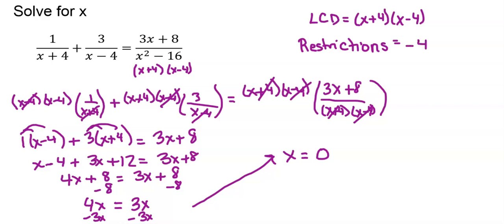And what makes x minus 4 0? Well, that would be positive 4. So that means we can never let x be negative 4 or positive 4. And if we check our possible solution, which was 0, that's fine. It's not a restriction, so x equals 0 is definitely a solution.